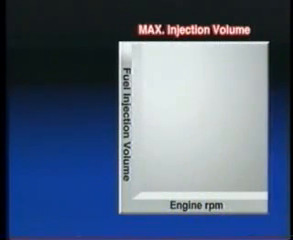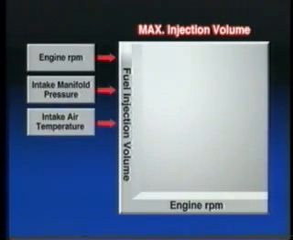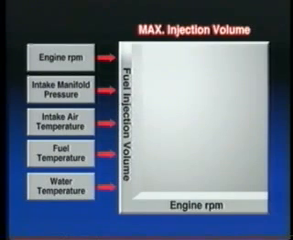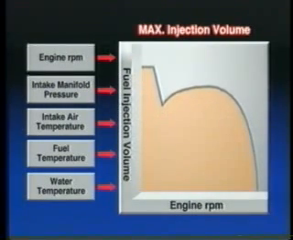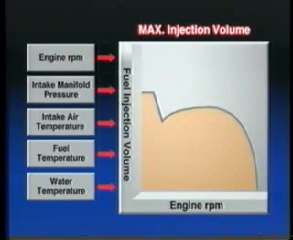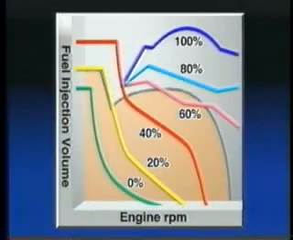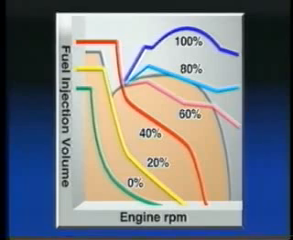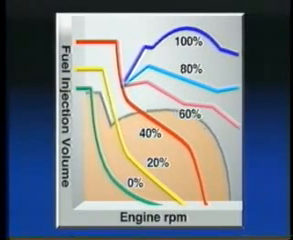On the other hand, the maximum injection volume is calculated based on the actual intake air volume and temperature that have been obtained from various sensors, such as the fuel temperature sensor, in addition to the engine RPM signal. Thus, a volume of fuel that can theoretically be burned completely is calculated. These two calculated values are compared, and the ECU determines the smaller of the two to be the actual injection volume.